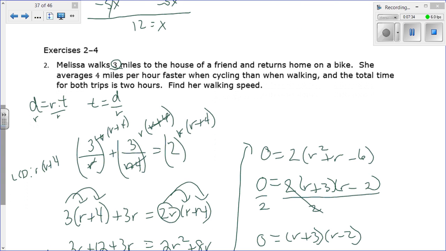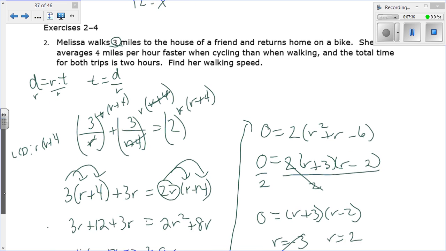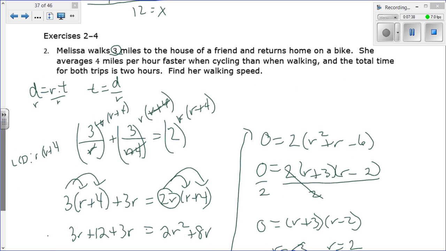All right. Melissa walks 3 miles to the house of a friend and returns home on a bike. So one way she's walking, the other way she's riding a bike. She averages 4 miles per hour faster when cycling than when walking. And the total time for both trips is 2 hours.